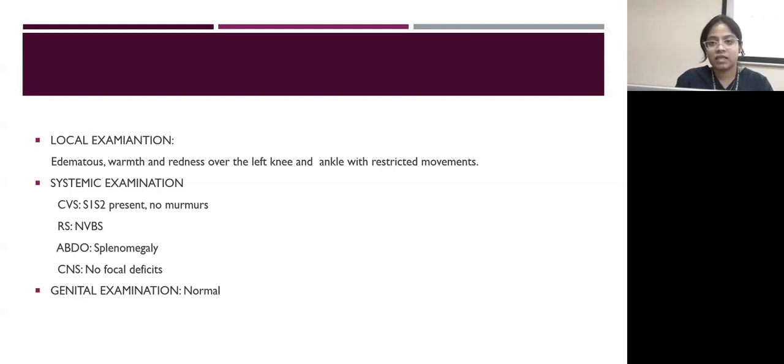Now, summarizing: a 33-year-old gentleman with multiple blood transfusions from outside has presented to us with a 3 month history of fever with joint pains, which is a migratory type of joint pains.